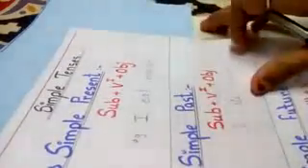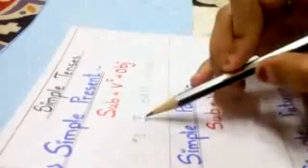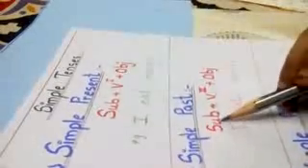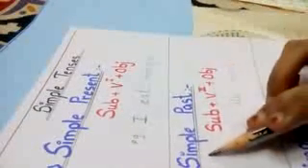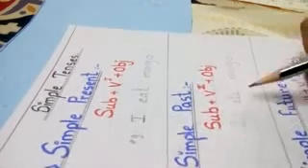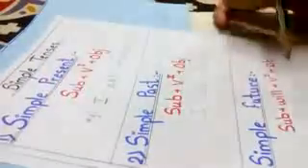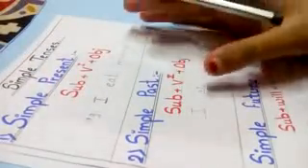We will revise it once. Simple present tense, subject plus verb plus object. I eat mango. Subject plus V2 plus object, simple past tense. And the example is I ate mango. Simple future tense, subject plus will plus V1 plus object. And the example is I will eat mango. So we will finish up with simple tenses. Now we will move on to the next type, which is continuous tense.